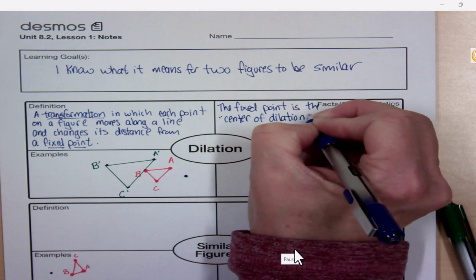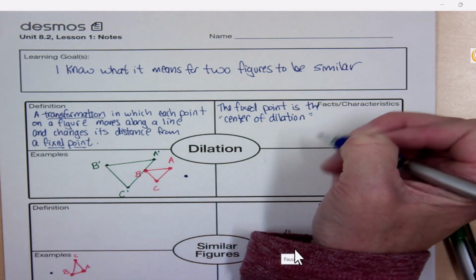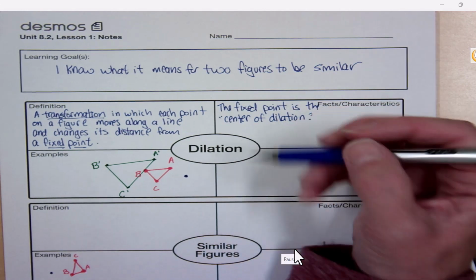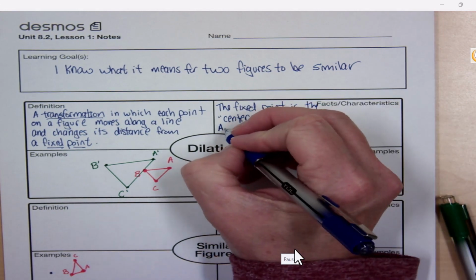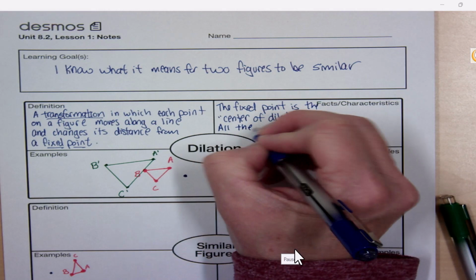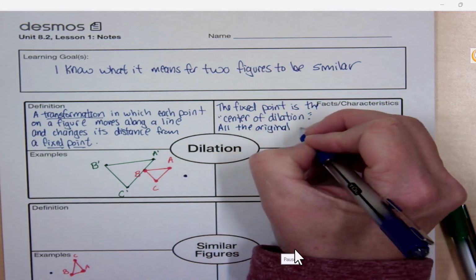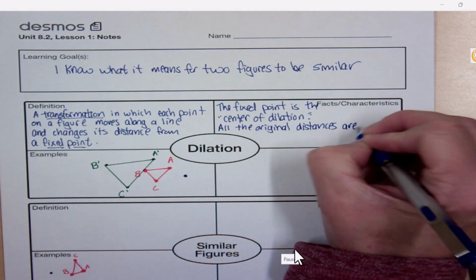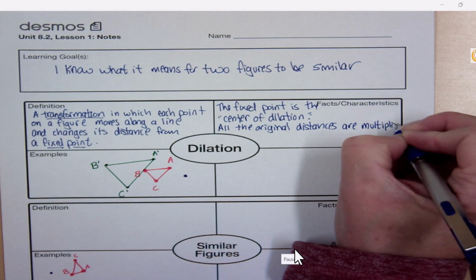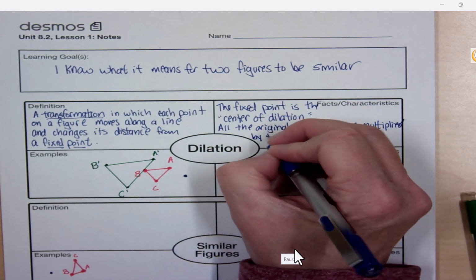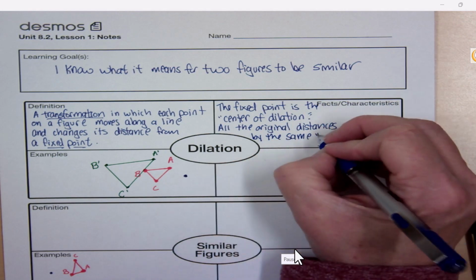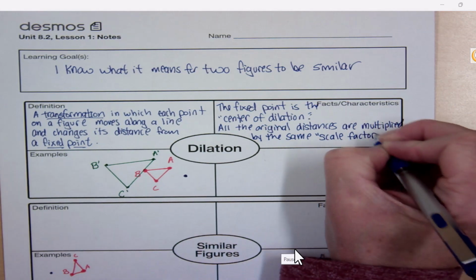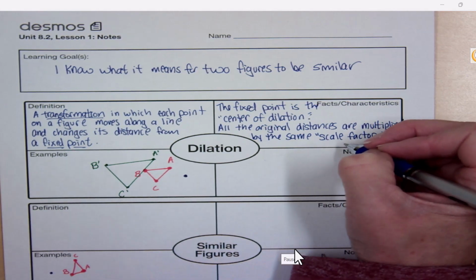You're used to saying center of rotation, and so am I. Center of dilation. And you saw me measure a moment ago. All of the original distances are multiplied by the same scale factor. We'll talk more about scale factors in the lessons to come. It's just going to be a number that we multiply by in this unit.